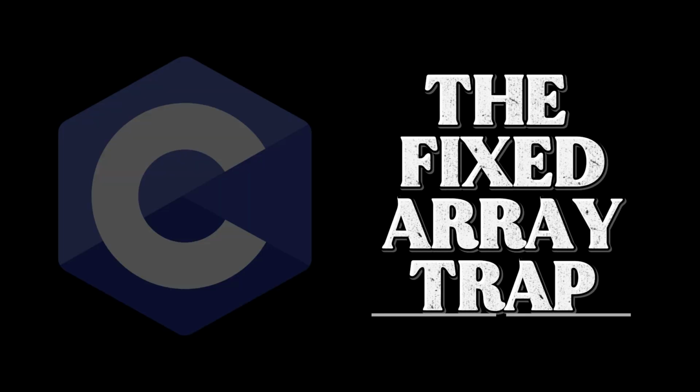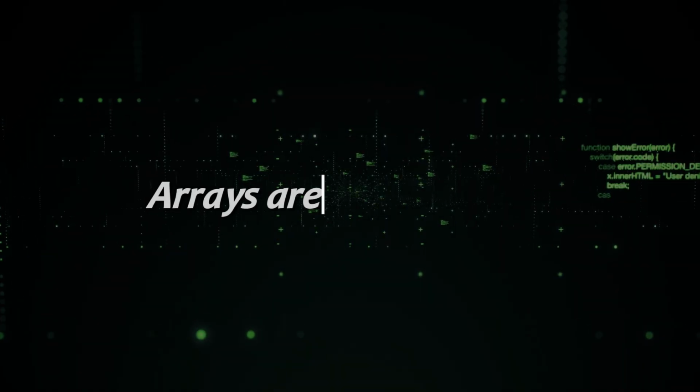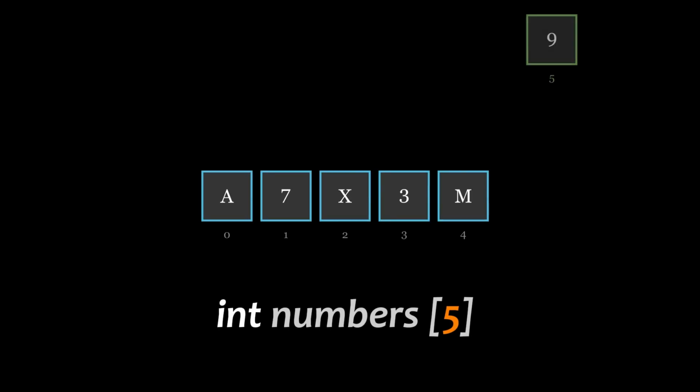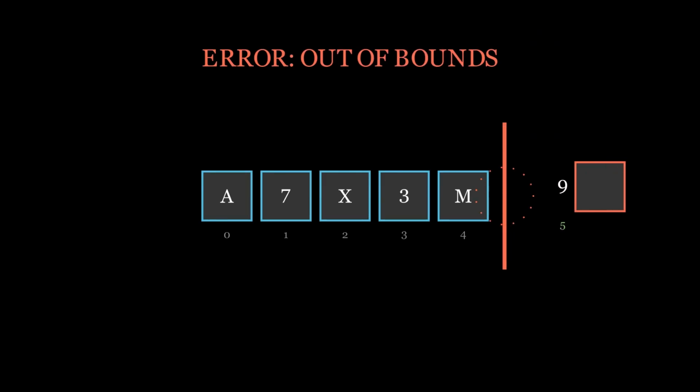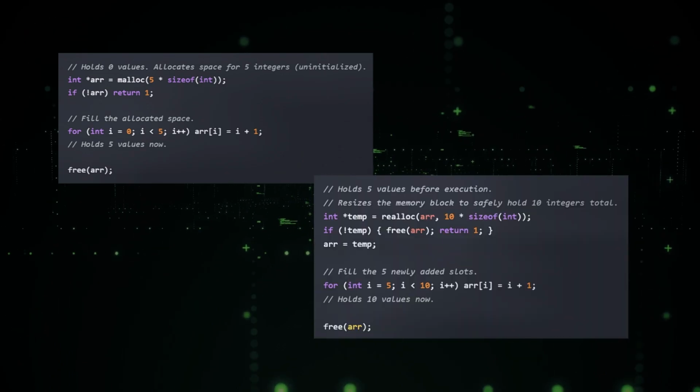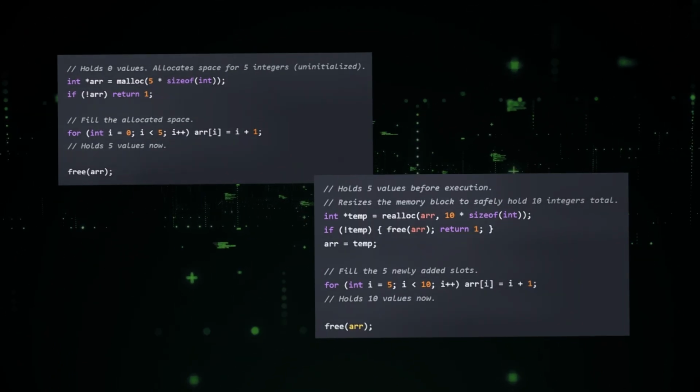The fixed array trap in C. Arrays are fixed in size. When you declare int numbers[5], memory is allocated instantly. But what if you want to add a sixth element? You can't. You'd have to manually allocate a bigger memory block using malloc or realloc. It gives you total speed and control, but leaves zero flexibility.